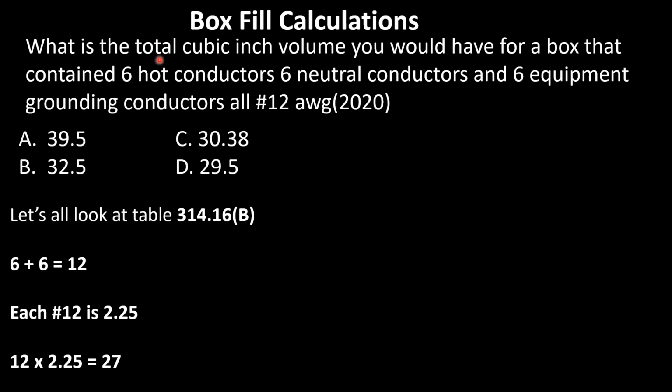So the first part's real easy. We take our 6 hots and our 6 neutrals. We're going to take each one and multiply it by 2.25. That's going to give us 27 cubic inches that we've taken up so far with these conductors.